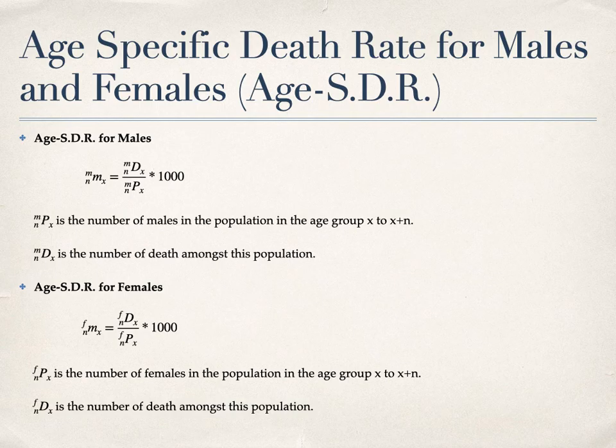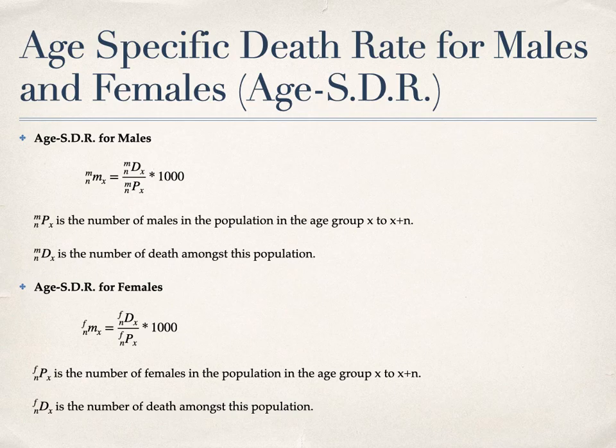So we first define the population to be, in case we have to consider the age specific death rate for the males, only the males of that age group, and we shall consider the number of deaths in that population, in that trimmed population.